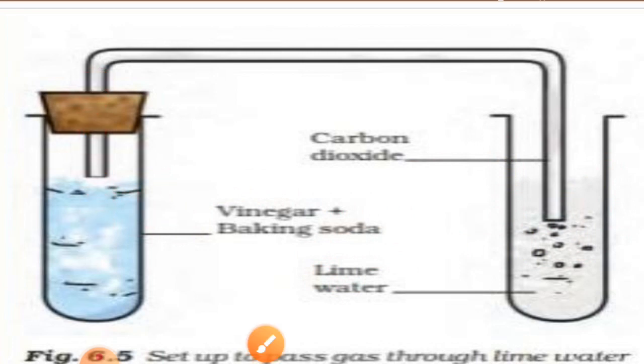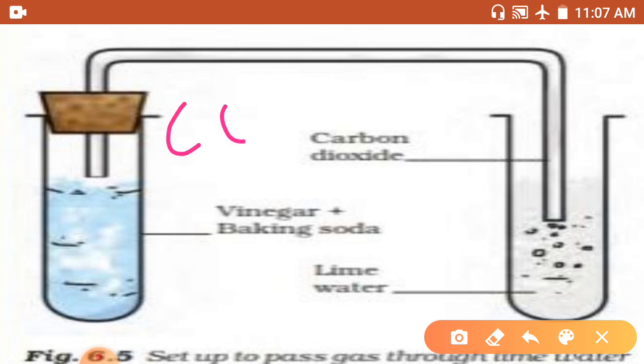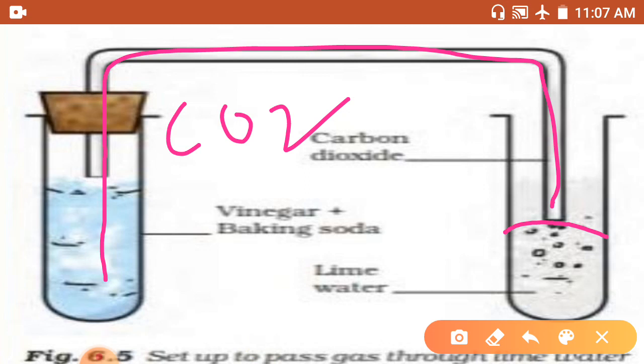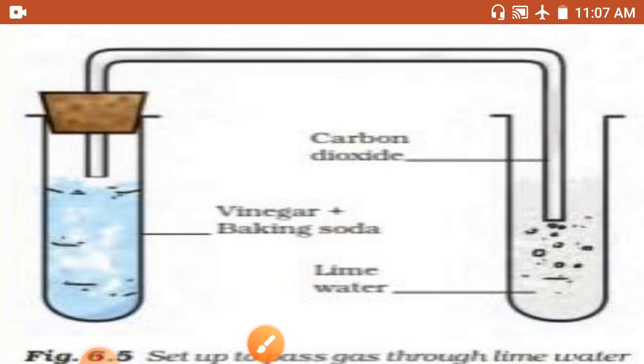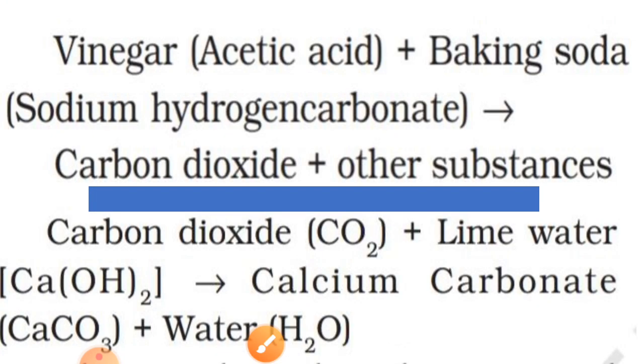Which gas? CO2 gas. And another substance. CO2 gas moves through this pipe into this beaker where the lime water is, and this lime water turns into milky white water and forms a white precipitate and H2O. Now we will see and understand with the help of the reaction.